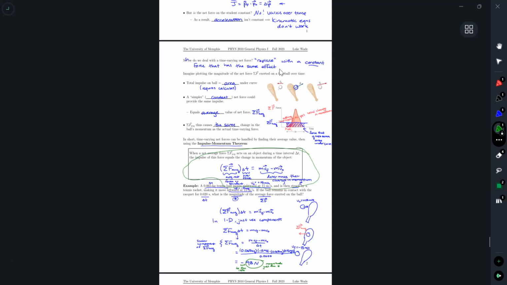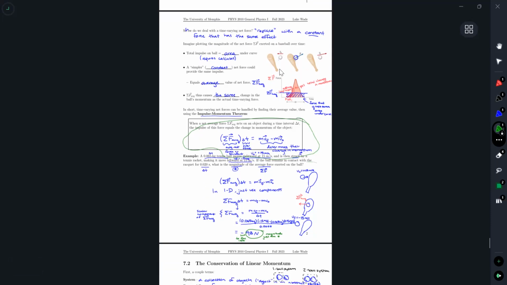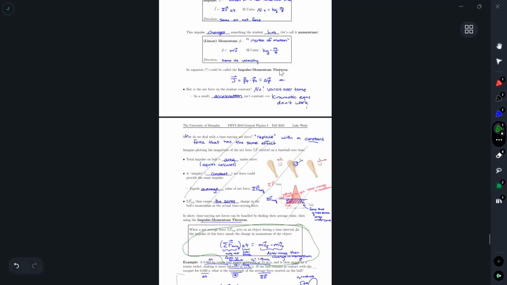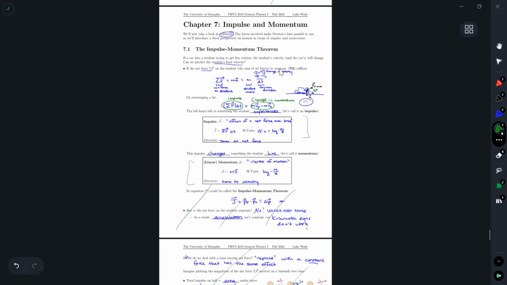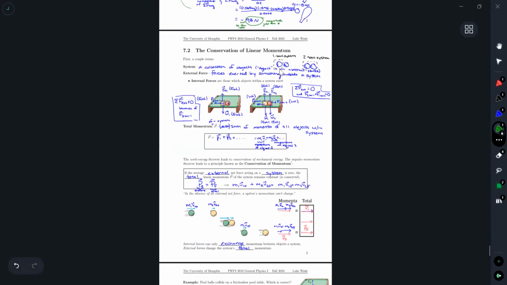This is how you would find the average net force on something, with the impulse momentum theorem, and this right here is an example of it. How we got to the idea of it, all this in-between stuff, is not critical as far as an exam is concerned. But as usual, knowing what momentum is and what impulse is is probably a good idea.